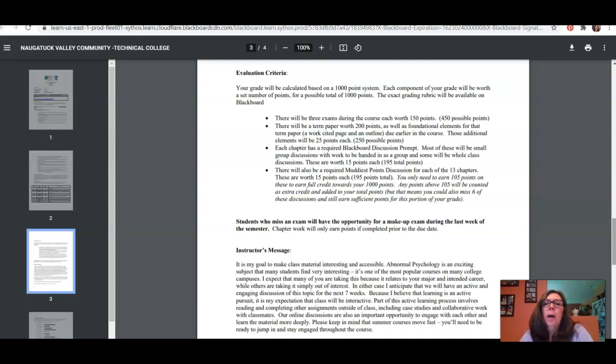You'll also have a term paper worth 200 points, and there are 2 foundational assignments associated with that term paper worth 25 points each. So the total for all of the term paper work is 250 points. We'll have a separate video where I talk in detail about the term paper, so I won't talk about it here. We'll come back to that, but if you're doing the math, we're at 700 points so far.